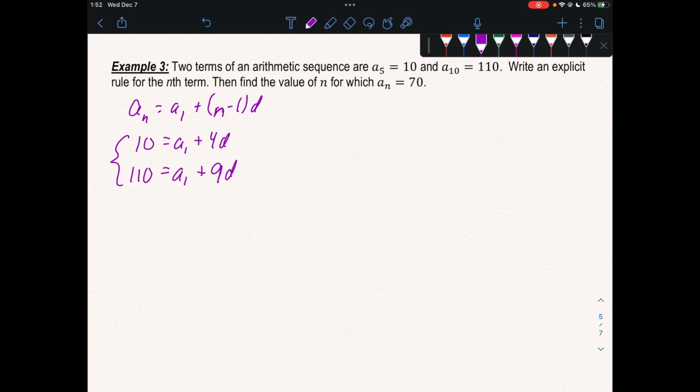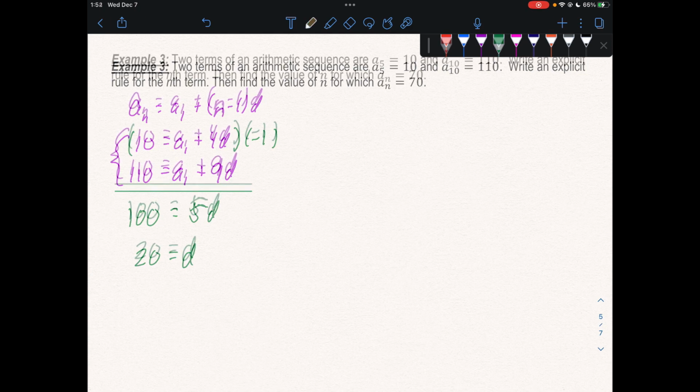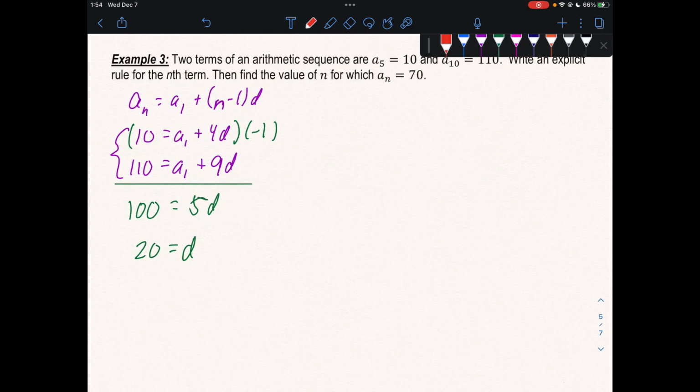All right, now this is simply just a system of equations, okay? We've got to figure out a way to solve a system. How about we multiply this by negative 1 and add together. So we get 100, the a1s cancel, equals 5d. Divide by 5, we get 20 equals d. And I can take the d value that I got and put it back into either of these two equations. So that's 80, subtract 80 over, we get negative 70 equals a1.